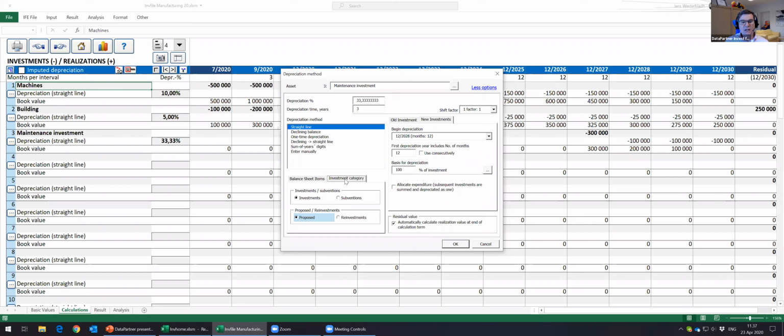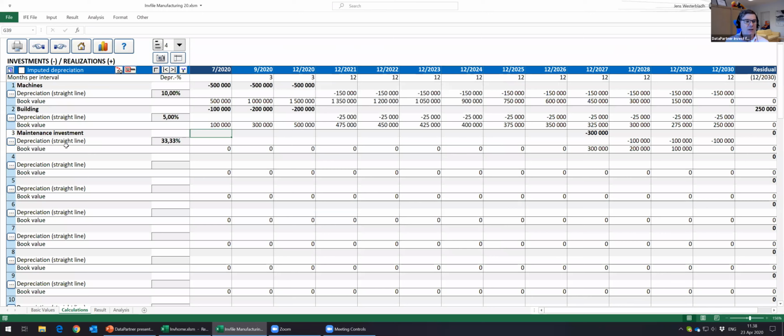This includes, I can mark a row for investment or subvention grant. Grants can also be included. And I can mark it as a proposed investment or a reinvestment. This is important because we want to separate the main investments in the beginning from the maintenance investments, reinvestments later. So now when I press OK, it turned white. The main investments are blue rows, and this one is a white row.